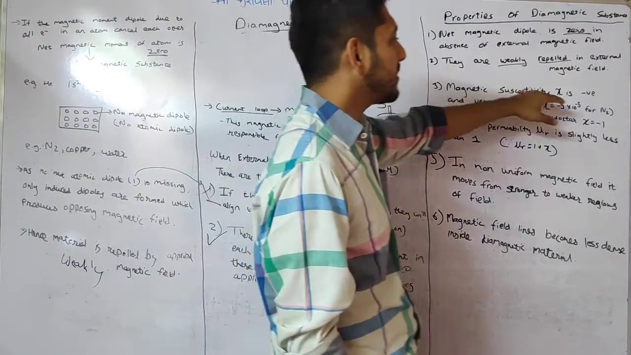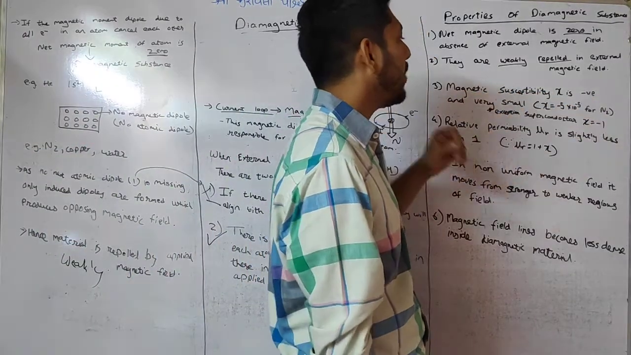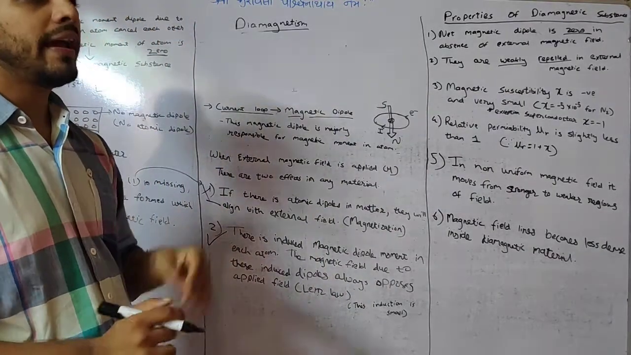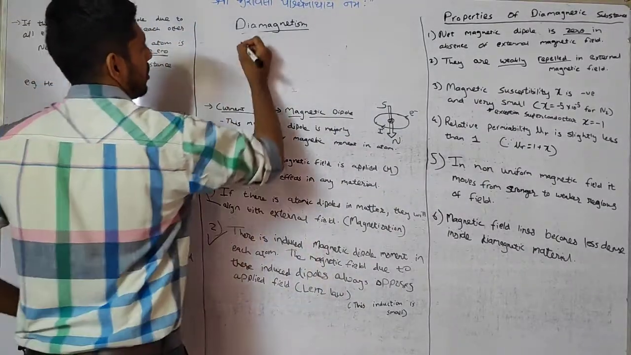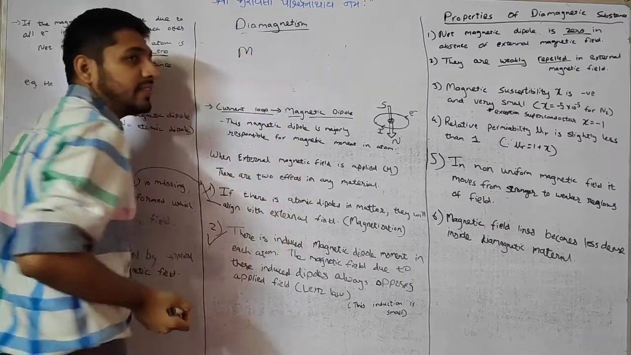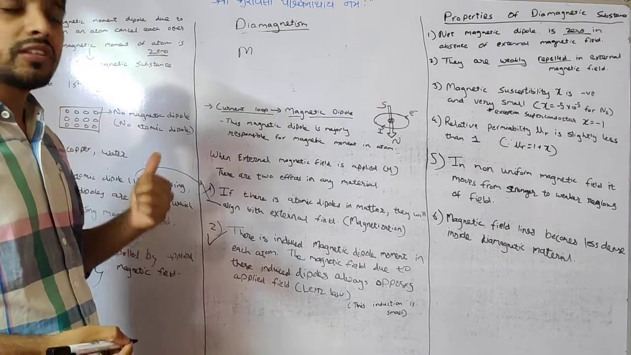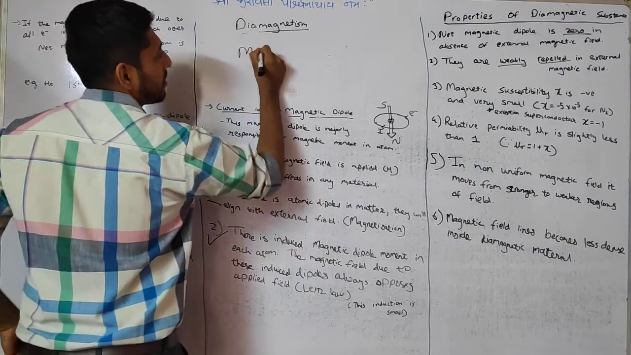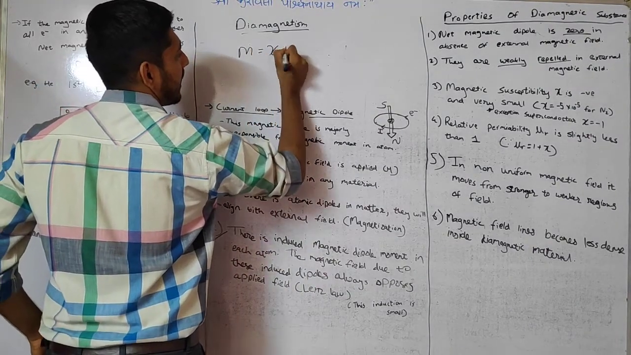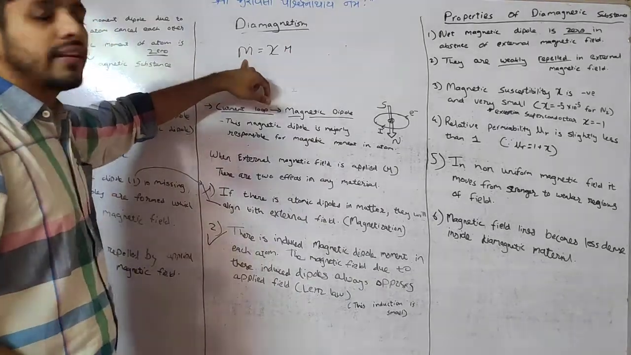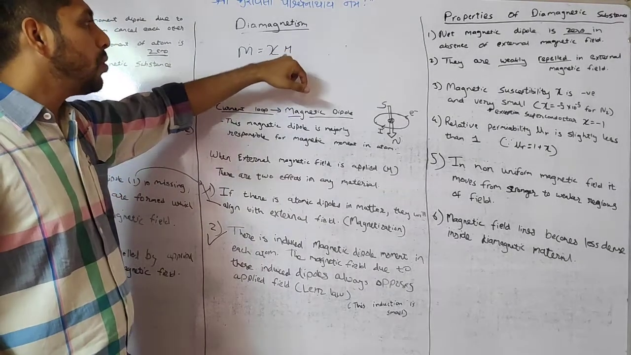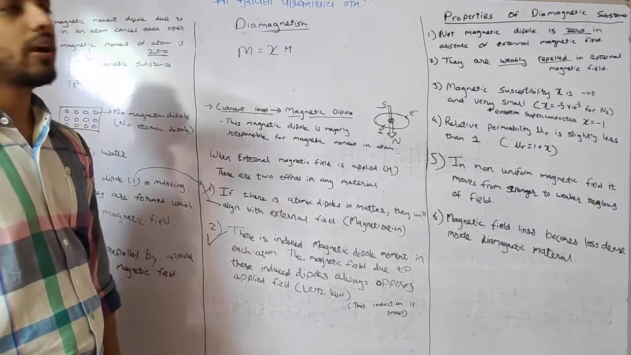The next thing is that magnetic susceptibility chi is negative and very small. Why is it negative? We know that M is the internal magnetic field that is produced. Just refer to the previous lecture for this. M is equal to chi H, where M is the internal magnetic field and H is the external magnetic field. The directions of both magnetic fields are opposite.